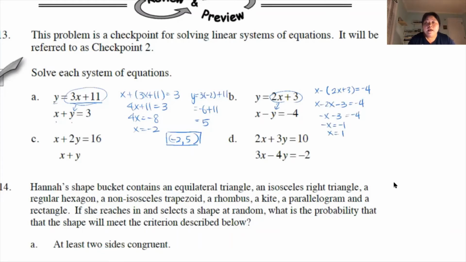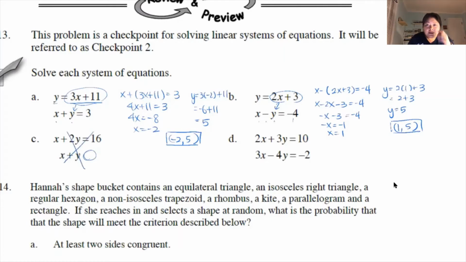Same thing again. I'm going to plug it into the first equation. So y equals 2 times 1 plus 3. That's 2 plus 3. y equals 5. So right now my coordinate is 1, 5. Check it with the second equation. 1 minus 5, does that give me negative 4? Yes. So there's my answer. C, I'm sure there's a typo there, but since the equation is incomplete, since there's no equal sign, we're just going to eliminate that problem for now.